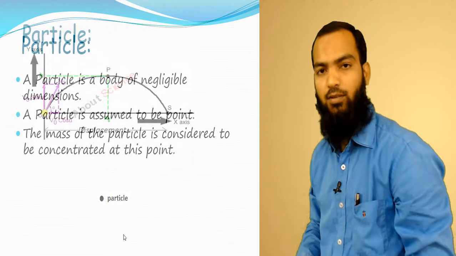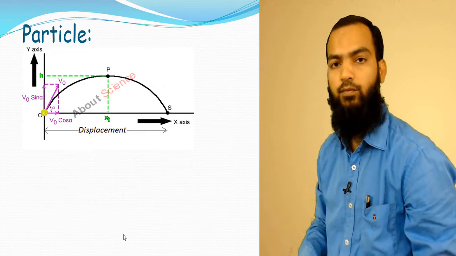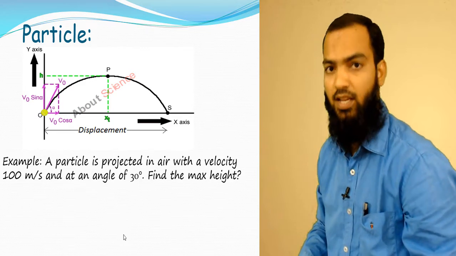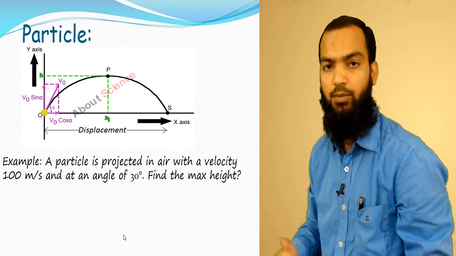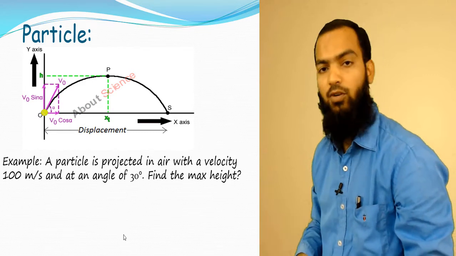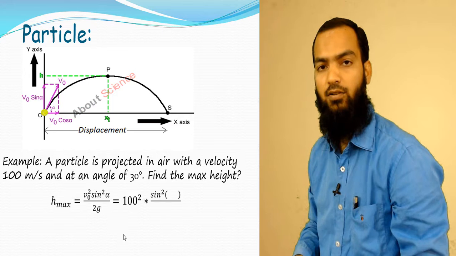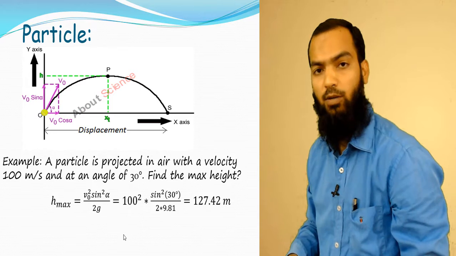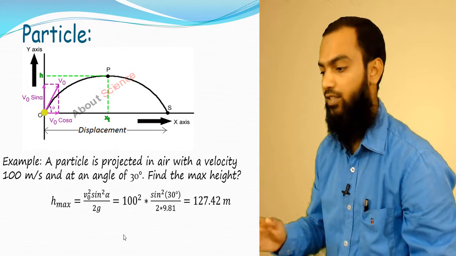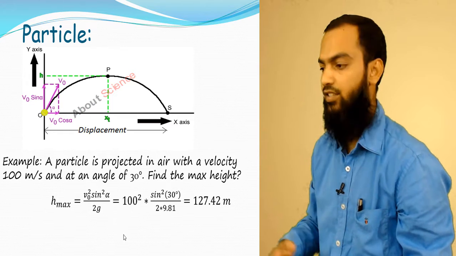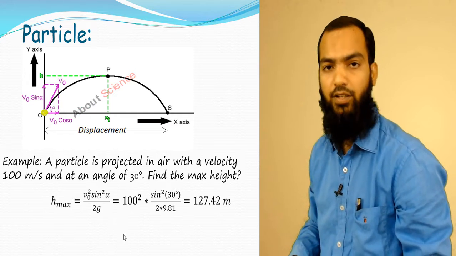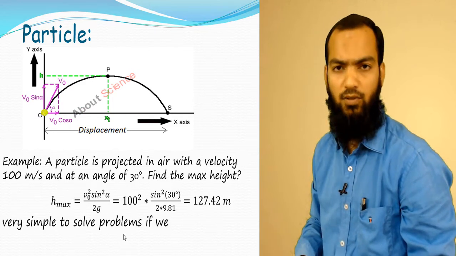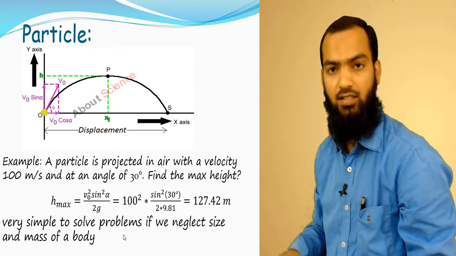Now let us see one example problem regarding particle. A particle is projected in the air with a velocity of 100 meters per second at an angle of 30 degrees. Find the maximum height. So we know the formula for maximum height. Hmax is equal to v square sin square alpha divided by 2g. As given in the problem, v is 100 meters per second, alpha is 30 degrees with the horizontal, and g is gravity, which is equal to 9.8. So this is how we can solve these problems. It is very simple to solve if we neglect the mass and size of the body.